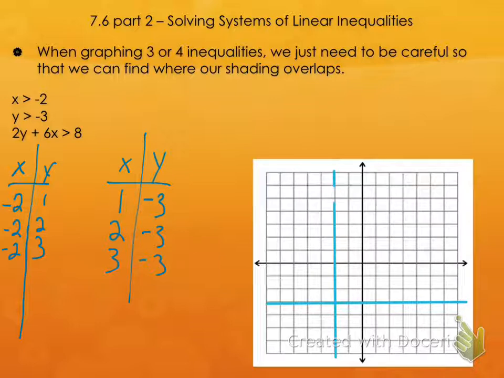These are both dotted lines. They're both greater than, so they're going to be shaded over to the right and above.